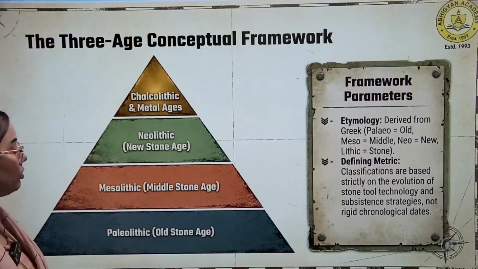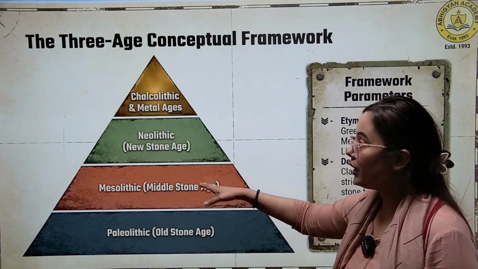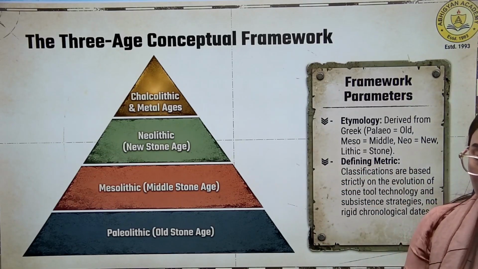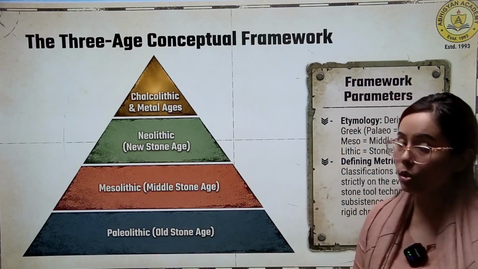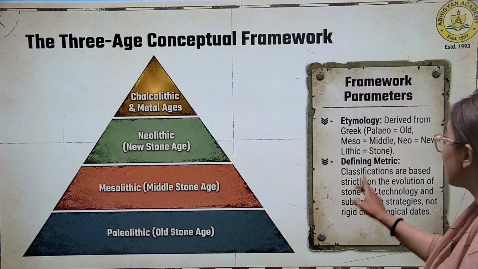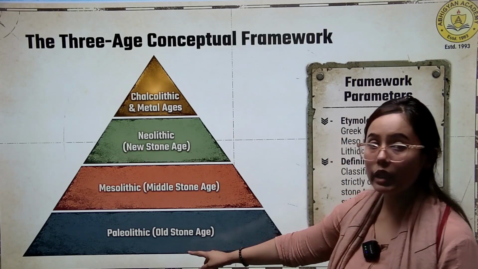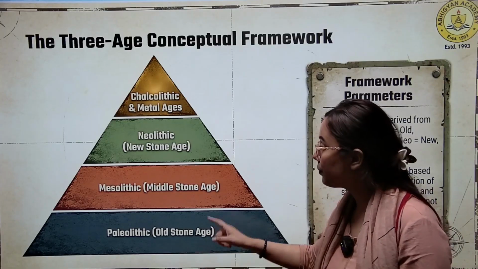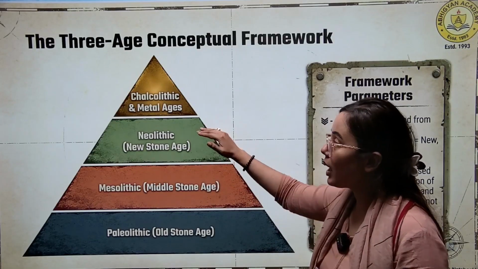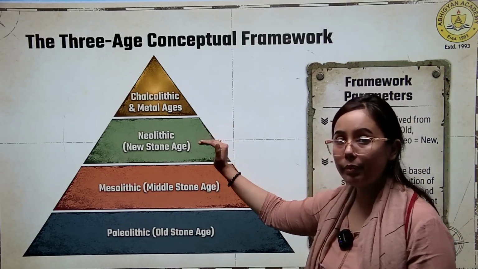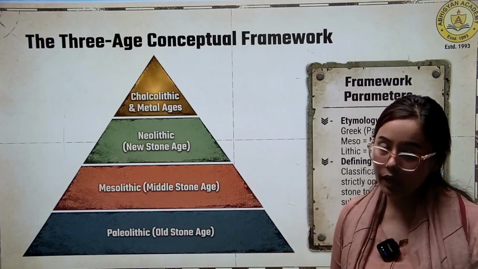Now, if we talk about the Old Stone Age or the Paleolithic age, it is divided into some different parts. The first part is the Paleolithic. Paleo means old, lithic means stone. So the first age that started in the Old Stone Age period was the Paleolithic age. Then we have the Mesolithic age, that is the Middle Stone Age. Then we have the Neolithic age, where people started producing their own food. And then we have the Chalcolithic age.